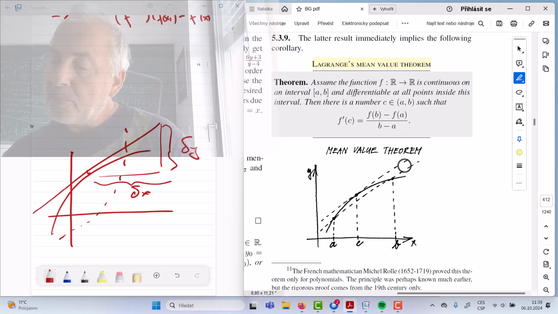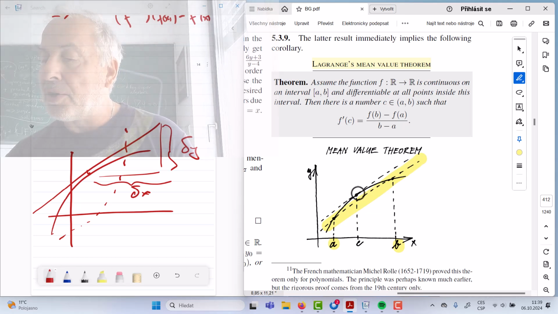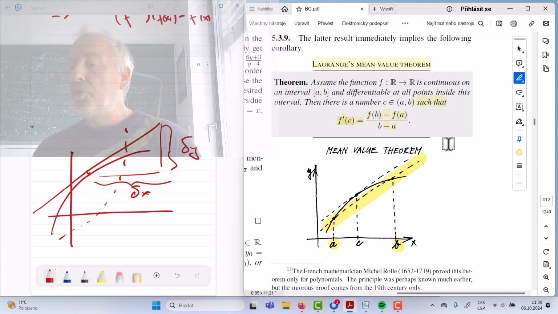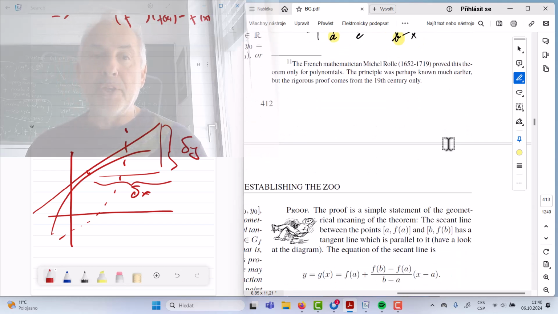It just says that if you have a function and you take the values in the 2 points, then the second must have the same slope as the tangent somewhere in the middle, right? And this is the consequence of that. So it's very useful. We shall use the Lagrange theorem many times, and the proof is the typical mathematical approach.